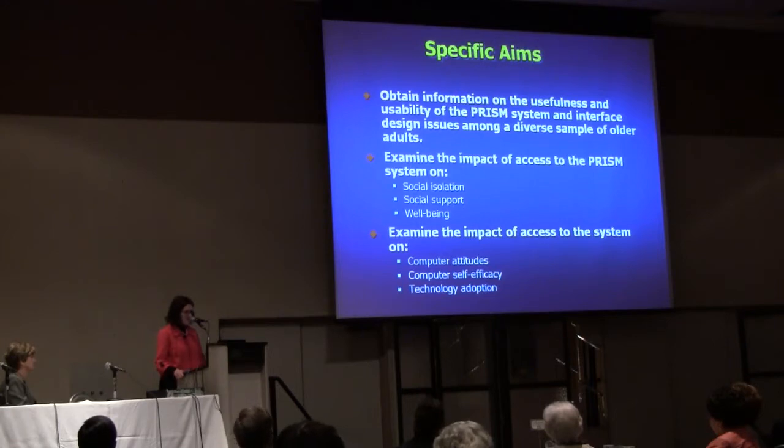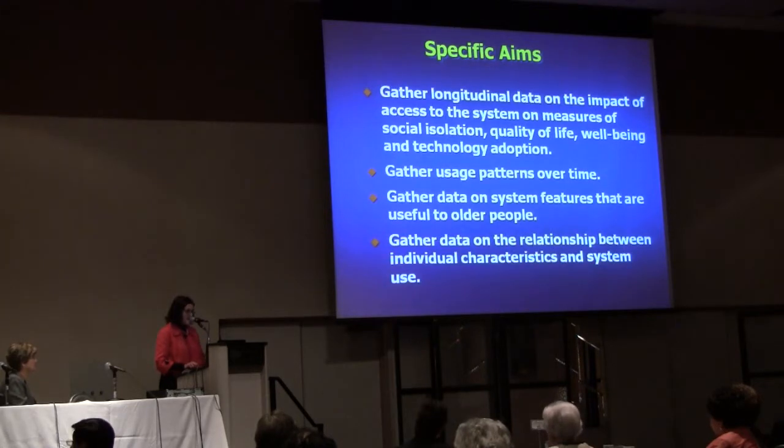We're also looking at what effect access to the system has on outcomes like social isolation, social support, quality of life, well-being, computer attitudes, computer self-efficacy. And we're looking not only at these outcomes in the short run, but over the long term. People have the system for a year. Okay? So we're gathering longitudinal data on these measures.